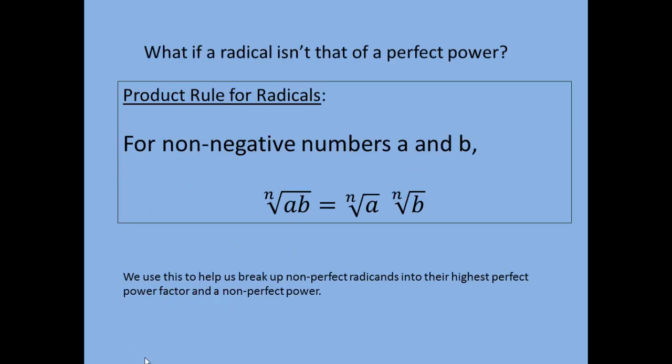So what if a radical isn't that of a perfect power? What if we don't have a perfect power on the inside? Basically we use this product rule for radicals to help us navigate that. So it says for non-negative numbers a and b, if I have the nth root of a times b, so I have two things multiplied together inside of a radical, you're really allowed to take the root of each one individually. So I'm taking the root of a and then multiplying by the root of b. This will help us when we try to break down non-perfect powers, because we can create a radical that has all the perfect powers in it and then a radical that has all the non-perfect powers in it. Alright, so let's take a look.